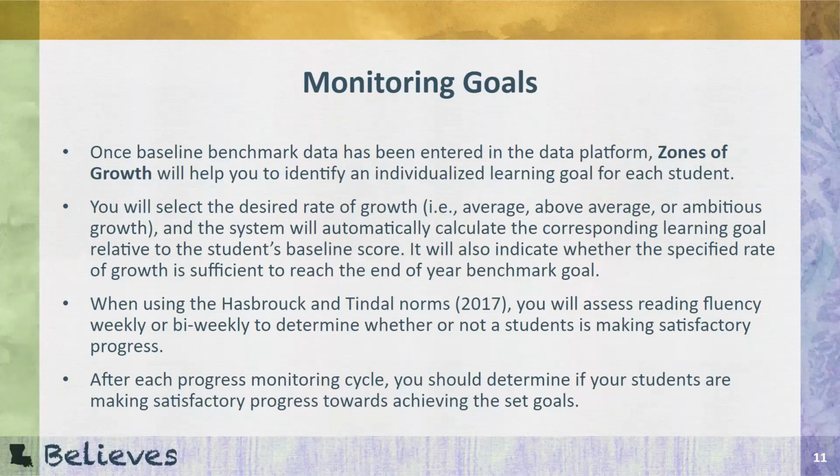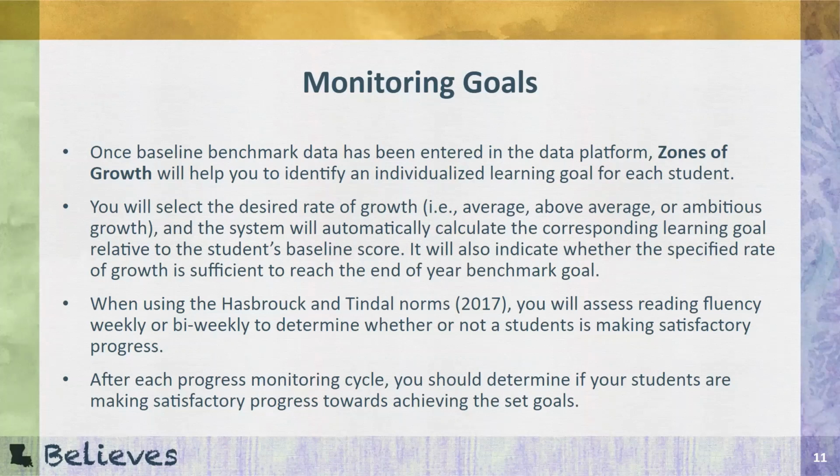If you're using the Hasbrook and Tyndall fluency norms, you will assess reading fluency weekly or bi-weekly to determine whether or not a student is making satisfactory progress. After each progress monitoring cycle, you should determine if your students are making satisfactory progress towards achieving the set goals.